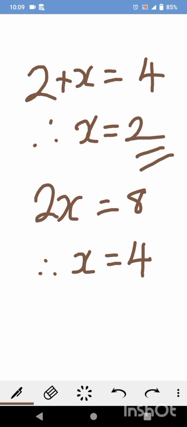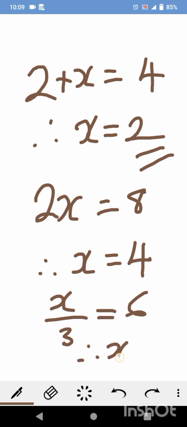What if we have x divided by 3 is equal to 6? Okay, then we'll know that our x must be equal to 18. We can actually do that by doing 3 times 6, 8 divided by 2, and 4 minus 2, alright?